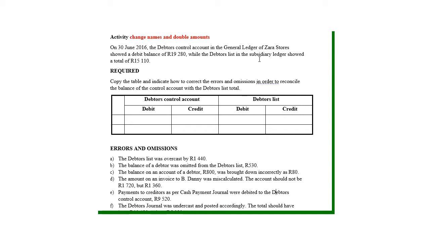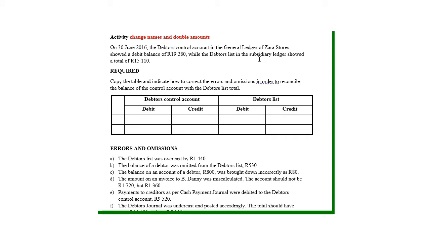What we're going to reconcile here is our two sets of records. In other words, our general ledger, the debtors control account, and compare that to the debtors ledger, or we're going to call that the debtors list. So it's both within our own books, the general ledger and the subsidiary ledger. If they are not the same, we need to find out what the difference is.